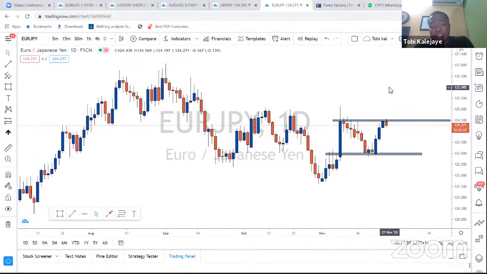Very similar to what's happening on GJ. Very similar. But the structure here is selling. That's the difference.